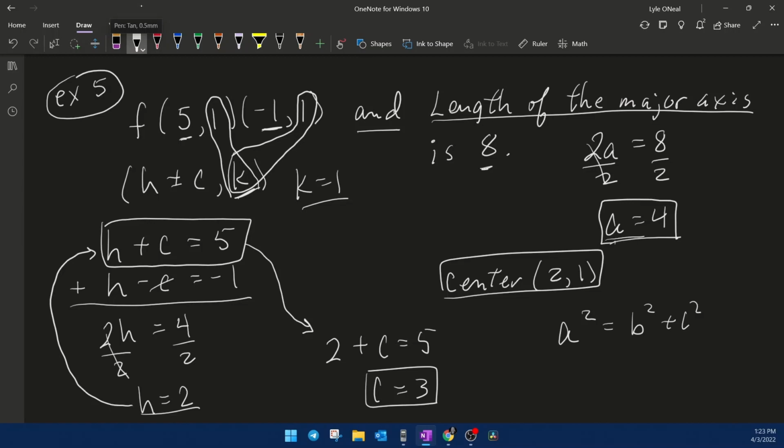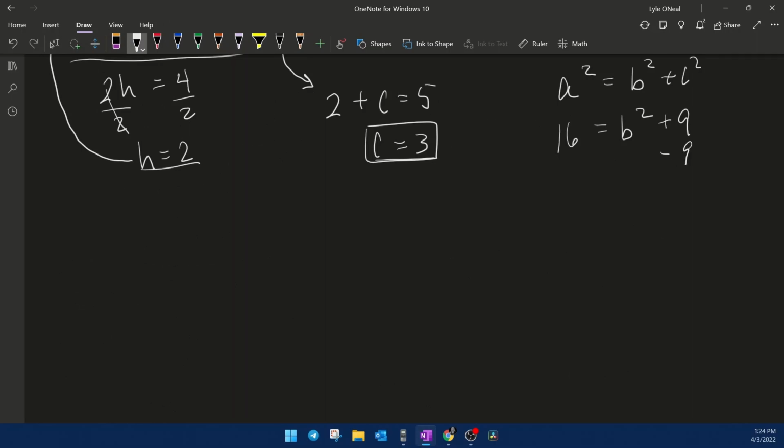A squared would be 4 squared, which is 16. B, I don't know, that's going to stay b squared. And c squared would be 3 squared, which is 9. Subtract 9 from both sides. 16 minus 9 is 7. And so now we have b squared. And again, if you're tempted to take the square root of both sides, please resist the temptation, because we really need b squared, not b.